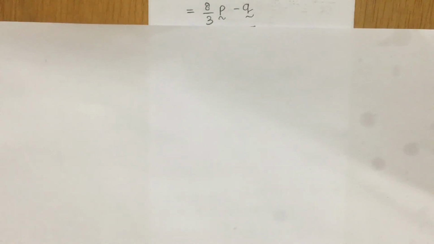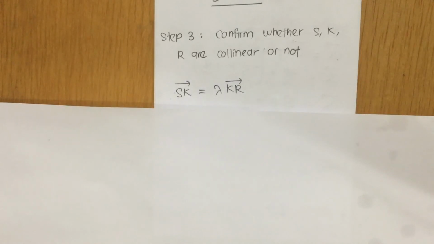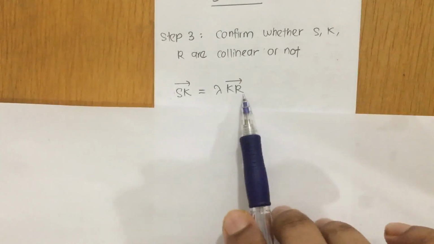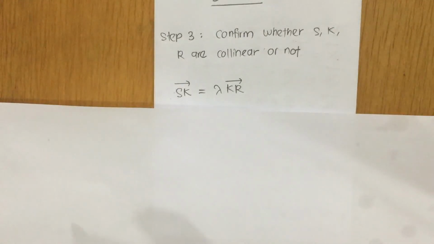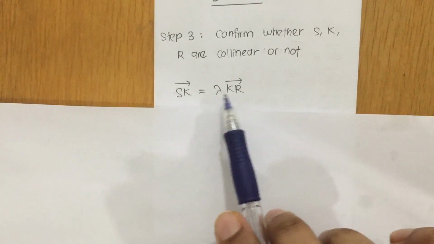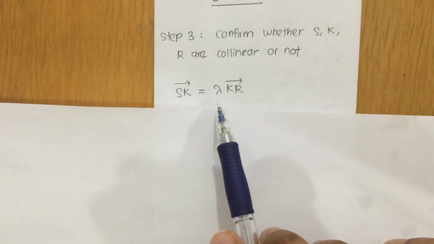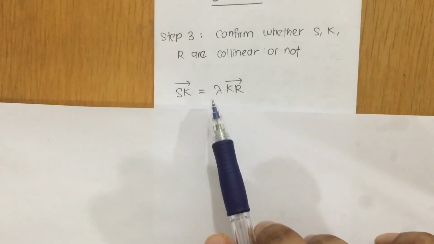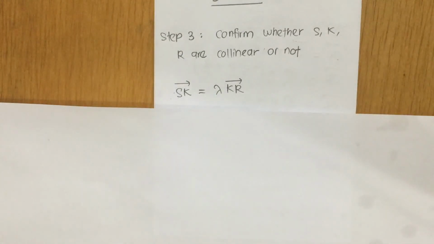Once you have found vector SK and vector KR, now you can confirm whether the points S, K, R are collinear or not. How are you going to do that? We form a relation between vector SK and vector KR using the coefficient lambda. The concept is easy. If you can form a coefficient lambda, that means points S, K, R are collinear. If you cannot form the lambda value, that means S, K, R are not collinear.